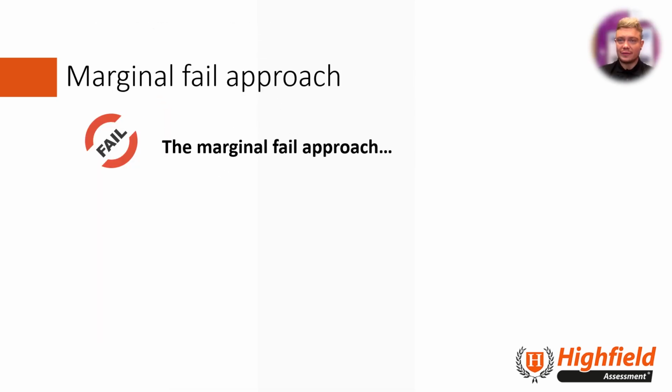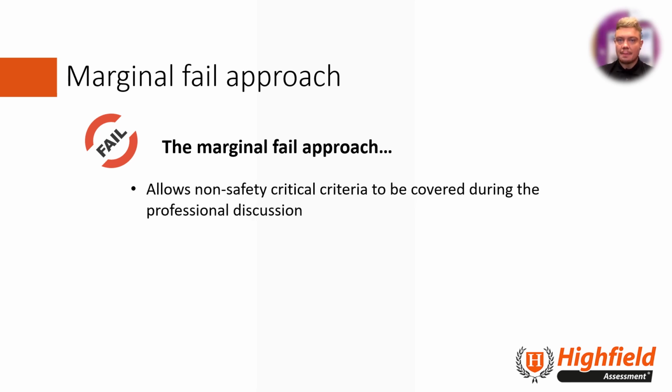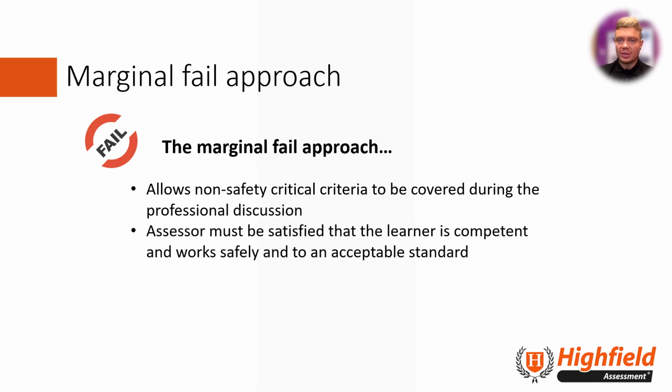Moving on to the marginal fail approach. In all pathways, we use the marginal failure approach for the practical skills test observation. Marginal failure in non-safety critical aspects during the practical skills test will not result in an automatic failure, providing the learner is competent and works safely to an acceptable standard, and can demonstrate knowledge in this area during the professional discussion. The marginal fail approach will not apply to any criteria which are safety critical. These will still result in an instant termination and failure of the practical skills test.